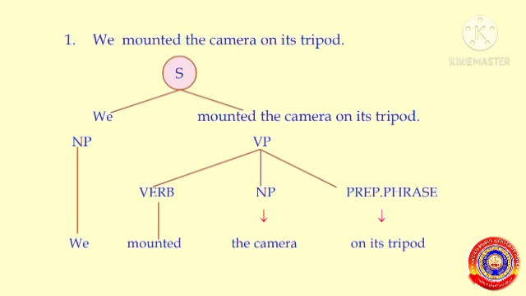Look at the sentence: We mounted the camera on its tripod. Here the sentence is divided into two: we, and mounted the camera on its tripod. We is the noun phrase and mounted the camera on its tripod is the verb phrase, and it is again divided into verb, noun phrase and prepositional phrase. Here the verb is mounted, the camera is the noun phrase, on its tripod is the prepositional phrase.